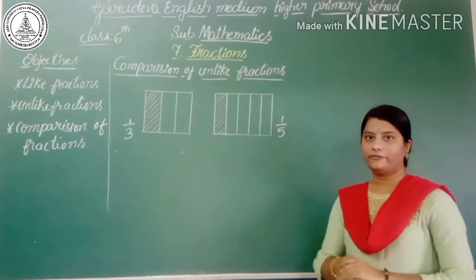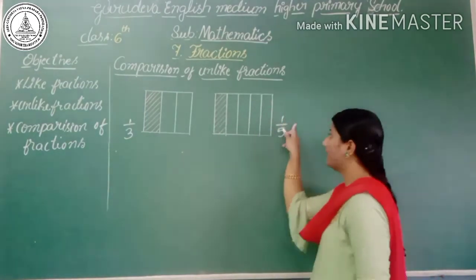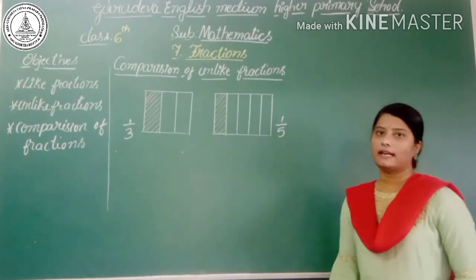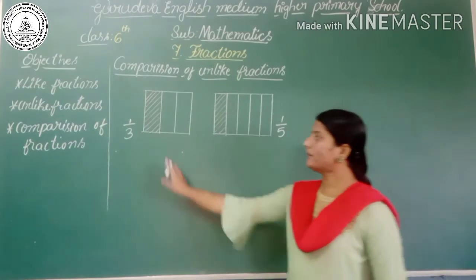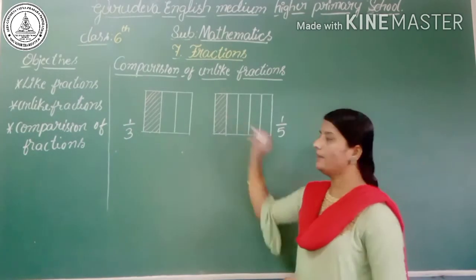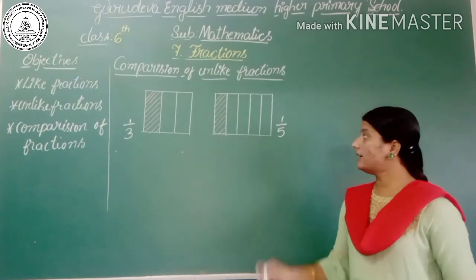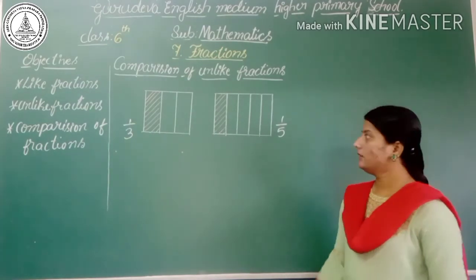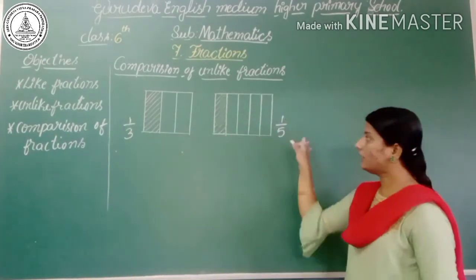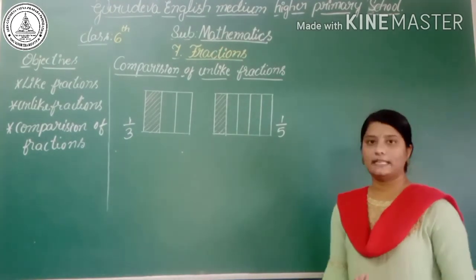Comparison of unlike fractions. Here I have taken the unlike fractions 1 by 3 and 1 by 5. Here the denominators are different, so these two fractions are unlike fractions. In 1 by 3 I shaded one part, and in 1 by 5 I shaded one part. These two fractions have the same numerator 1 and different denominators. Then how can you compare? Which is the greater fraction?